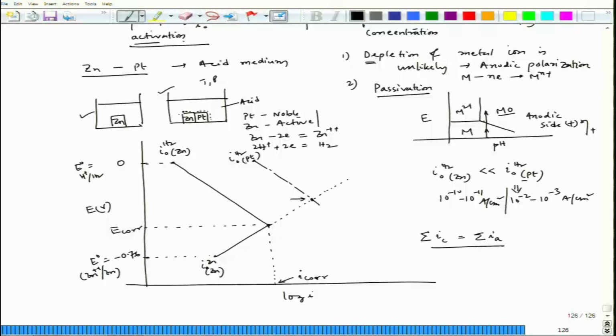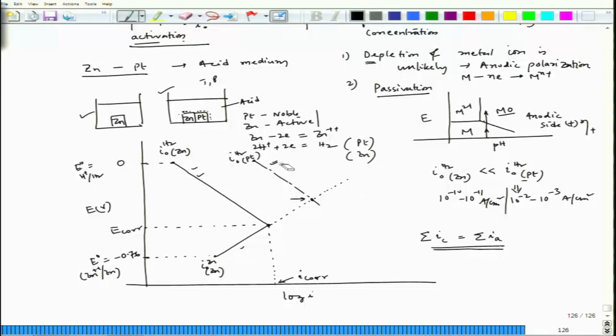Now here we have two sets of cathodic reactions, one on zinc surface, another on platinum surface, and one set of anodic reactions. Zinc is dissolving from the zinc surface only; platinum would not dissolve because it is a cathodic component. Since there are two cathodic reactions, in order to fulfill this criterion, the total cathodic current density should be equal to total anodic current density, so I should add up these two polarizations.